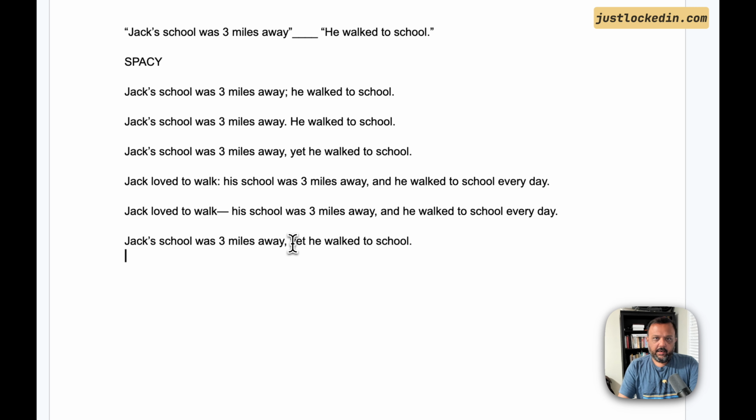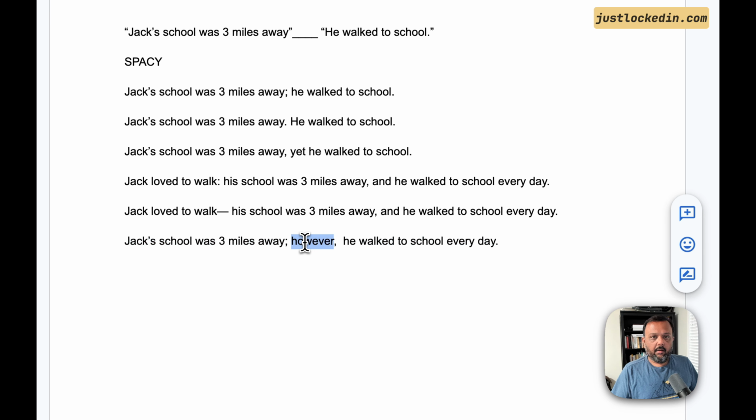Now, there is another interesting construct that you can make here with these two. Instead of comma yet, I can actually say semicolon, however. Jack's school was 3 miles away; however, he walked to school every day. This word, however, is called a conjunctive adverb.